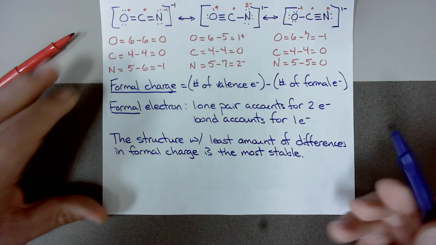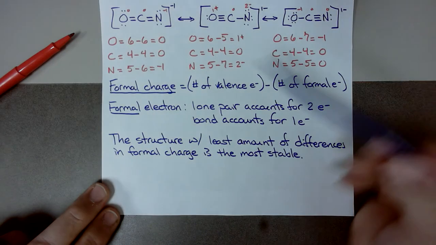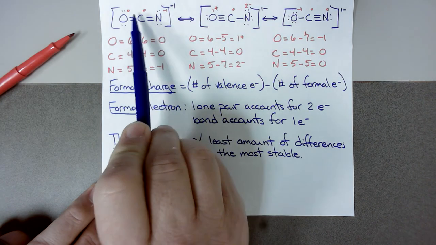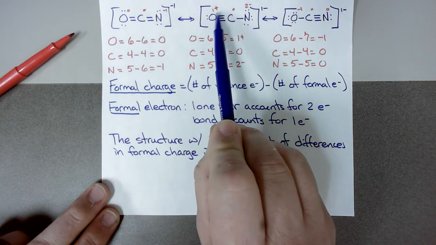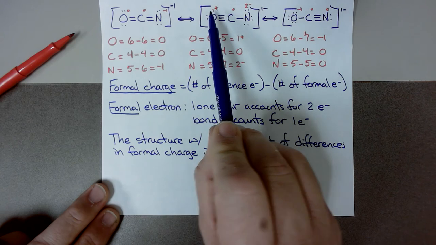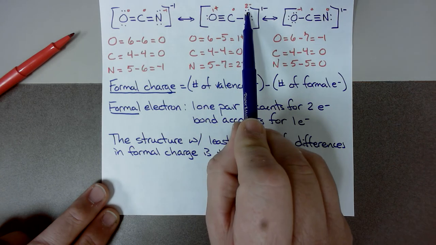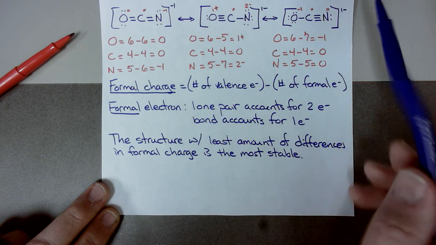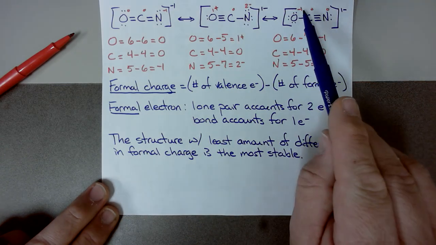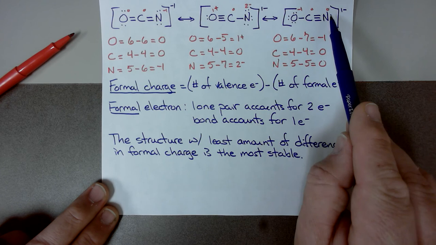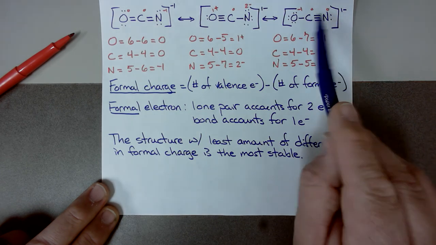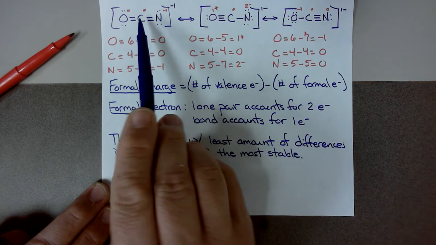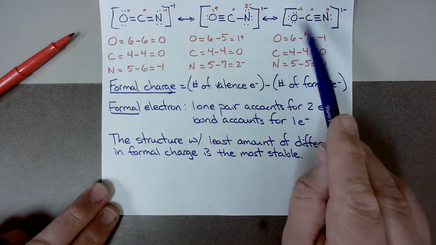Okay, so let's look up here, and this is just a negative 1, 0, 0, negative 1. This one has a bigger difference or more charge here, a 1 plus and a 2 minus. So we know this is not stable. And then we have this one where we have a negative 1, 0, 0. Okay, so this has the same charge difference that this does. So now we have to decide between this one and this one.